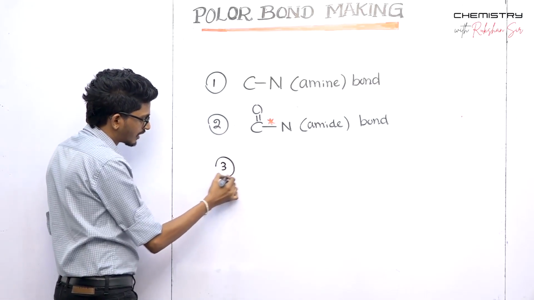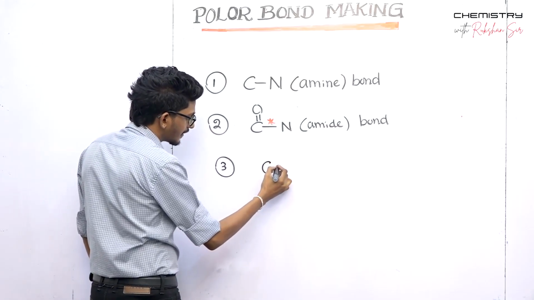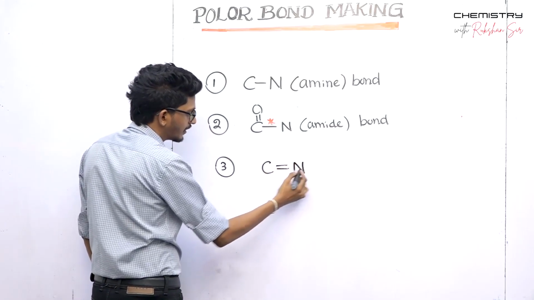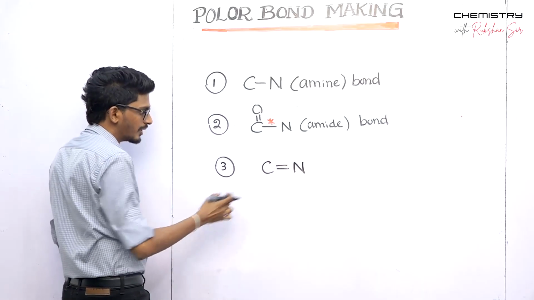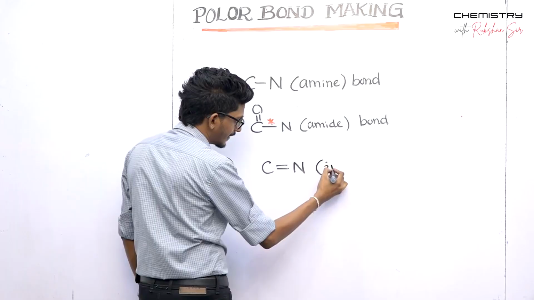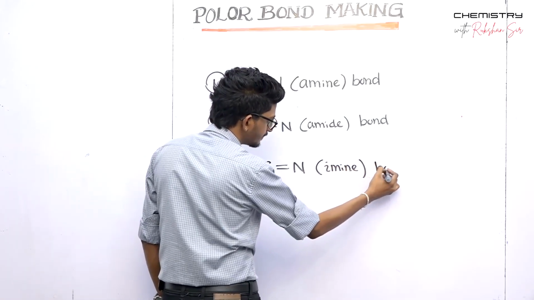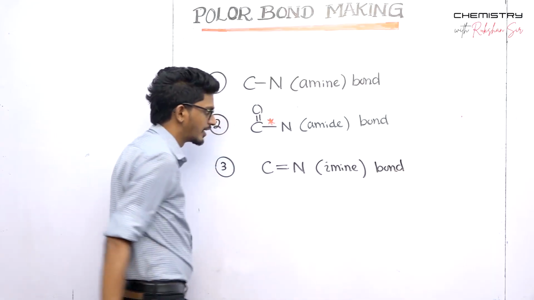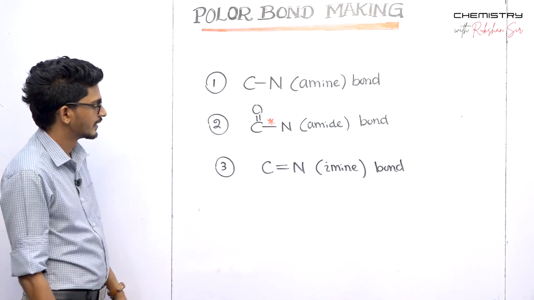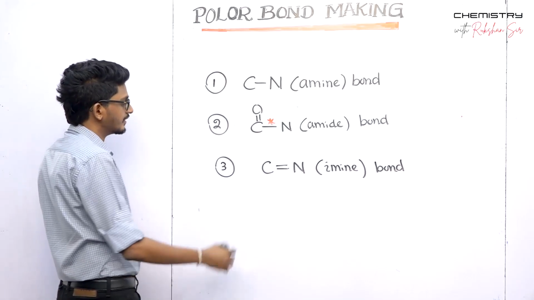Then we'll learn how to make the carbon nitrogen double bond. How to make this one? This is referred to as the imine bond. These are the 5 types of bonds we are going to learn and make in this topic.